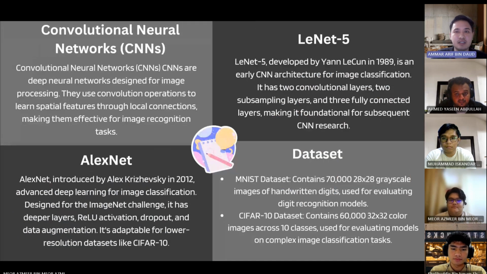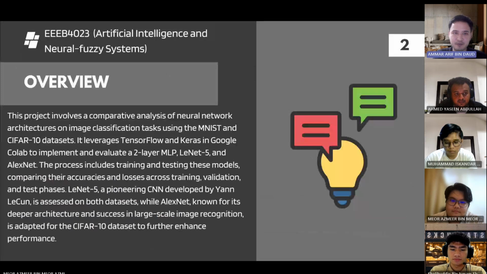This is the concept that we use in our projects: convolutional neural networks (CNNs), LeNet-5, AlexNet, and datasets. The overview of our project is that it involves a comparative analysis of neural network architectures on image classification, using the MNIST and CIFAR-10 datasets. My friend will then present Task 1, Task 2, and Task 3.